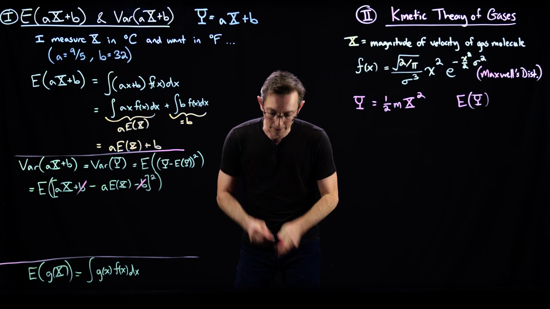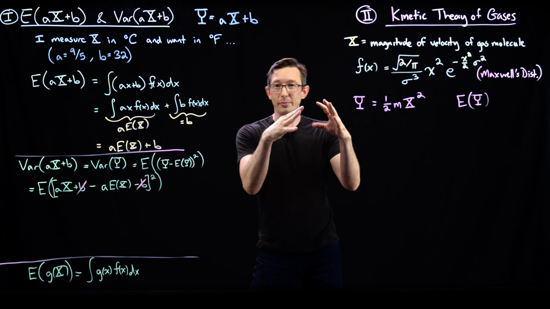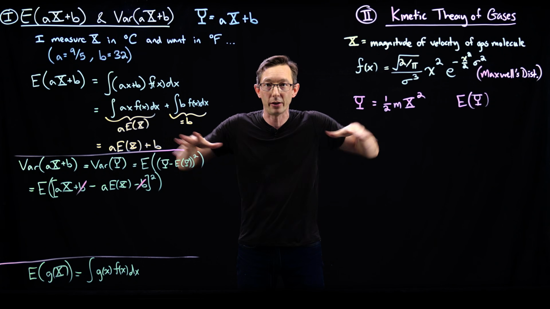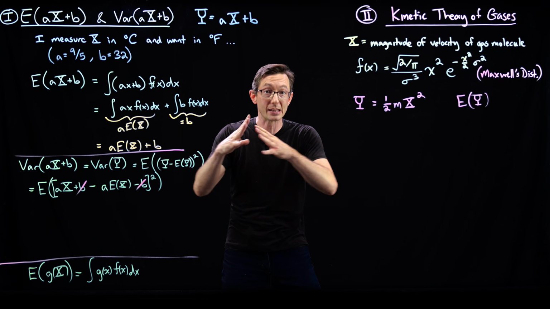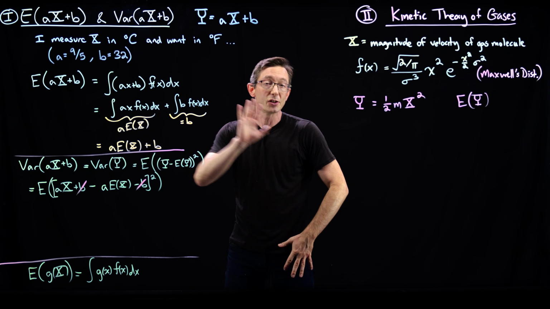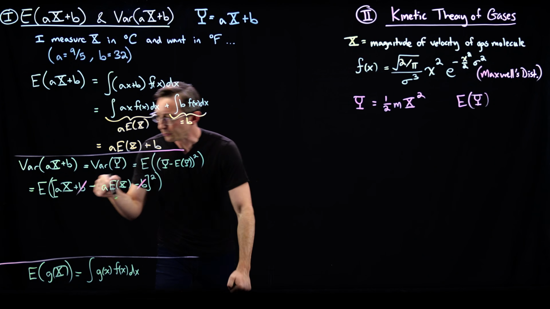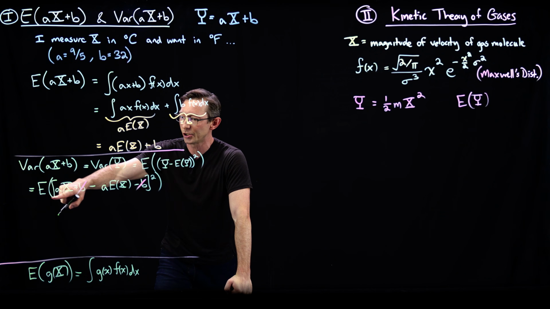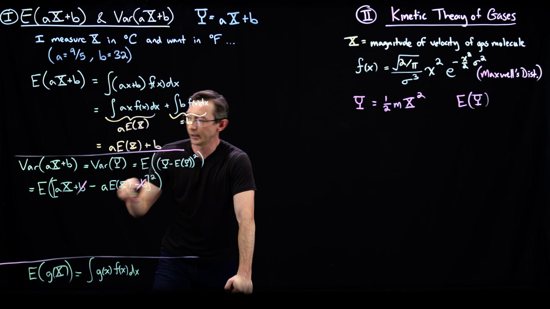And this is a good thing. If I just shift my data, I shift my distribution, that shouldn't change the variance at all. That doesn't change the spread. It does change the mean, but it doesn't change the spread or the variance. So these b's should cancel. That's intuitive. Okay, good. And now I'm just left with expectation of ax minus a expectation of x, quantity squared.